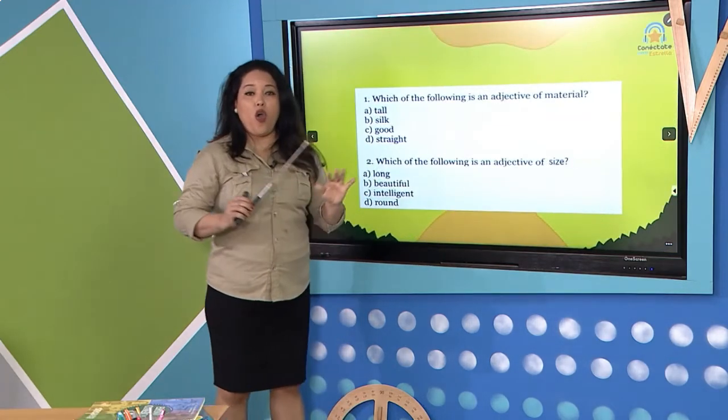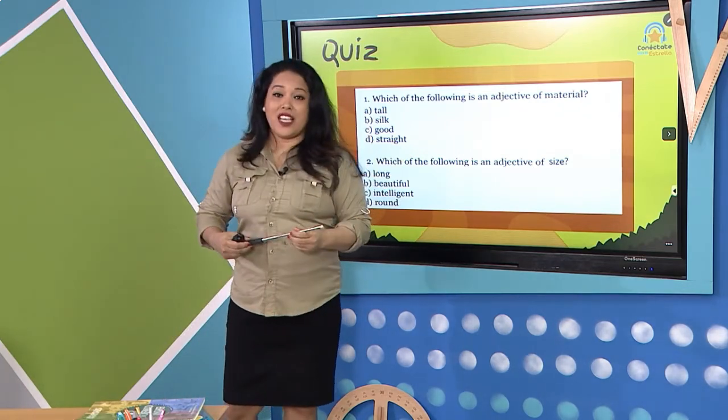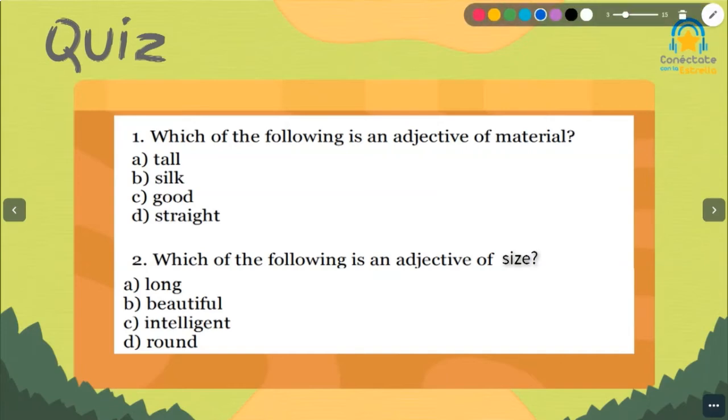So now let's put all the information about the different adjectives together and practice with this quiz. Which of the following is an adjective of material? Tall, thin, wood, straight. C, right. Wood, that's correct. Number 2, which of the following is an adjective of size? Long, beautiful, intelligent, round. A, very good. Long, excellent.